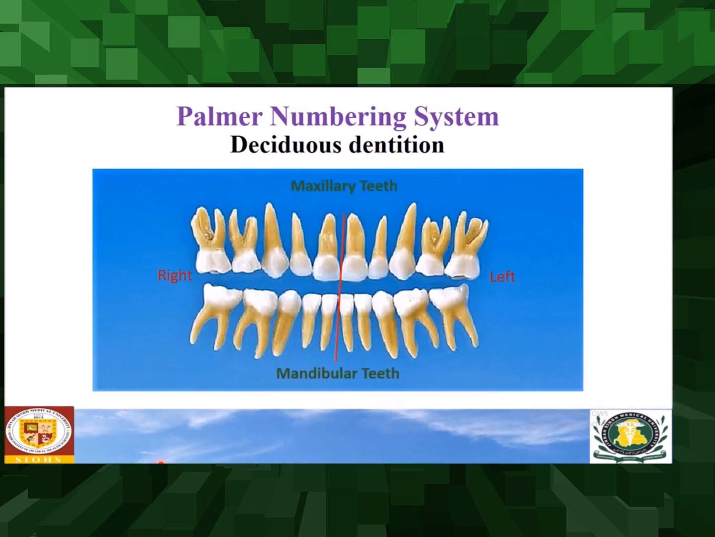Now we will do some exercise on the deciduous dentition. So this is a complete deciduous dentition, 10 teeth in the upper arch and 10 in the lower arch. This red line indicates a midline. This is the right side and this is the left side. Now the maxillary right canine. This tooth is the maxillary right canine. So in the Palmer notation system, the alphabet that is used for this tooth is C.